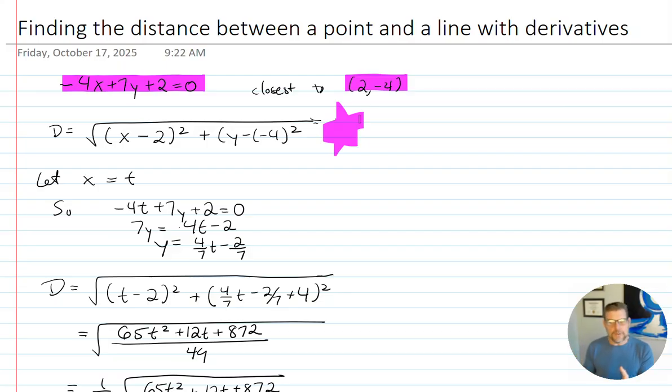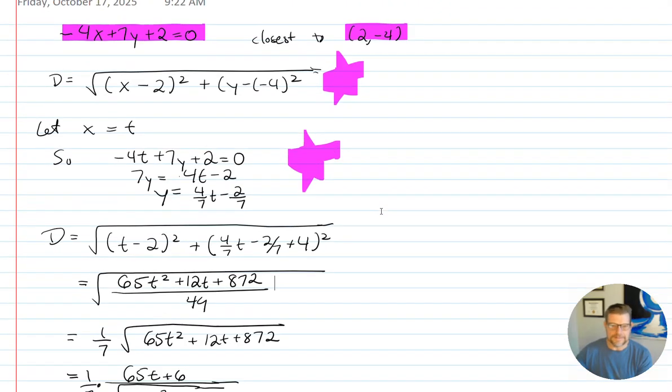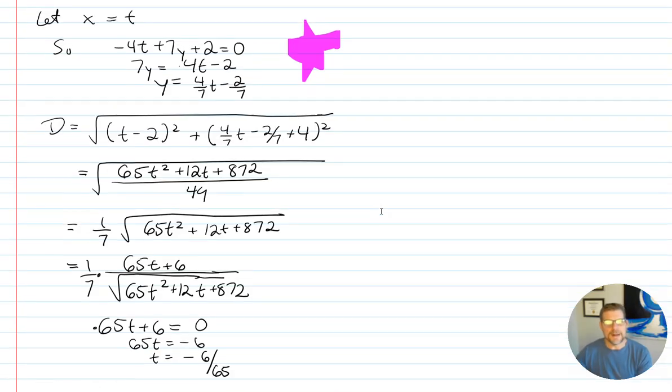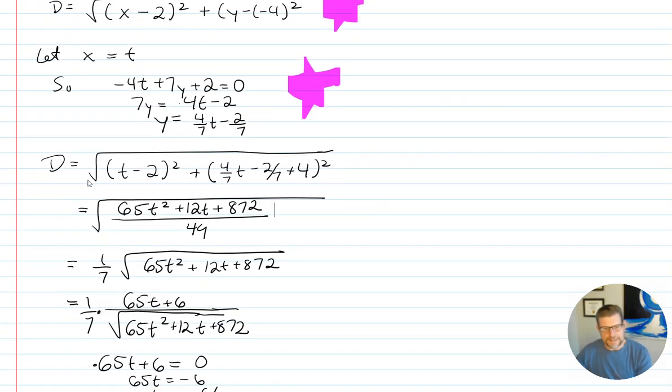The easiest thing for us to do is just use our parameterization skills and then set the derivative equal to 0. So that's what I did. I let x equal t, and then I used my equation here to figure out y, and y ended up equaling 4/7 t minus 2/7. The algebra is there if you want to pause and take a look. Now I plug that back into my distance formula, and I utilized some algebra to simplify the whole thing. I took the square root of 49, which gives me 1/7.